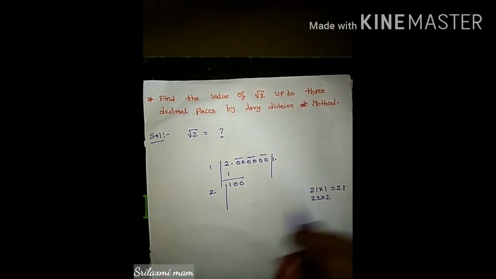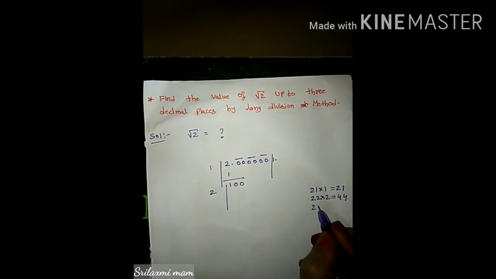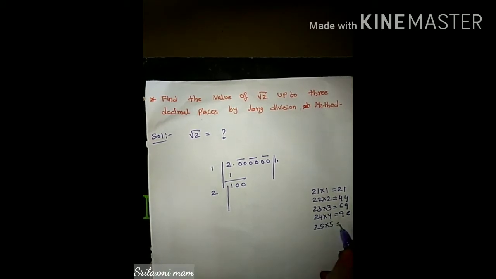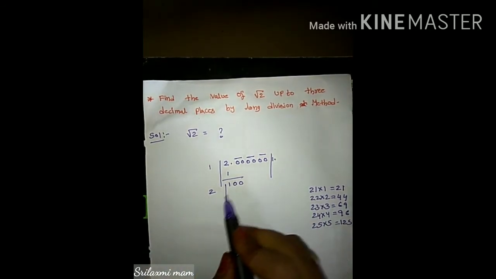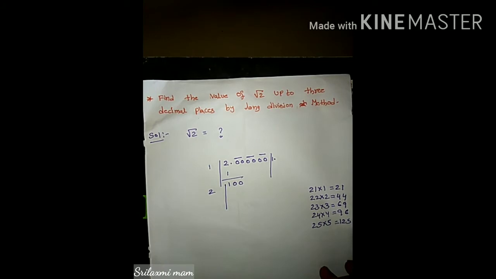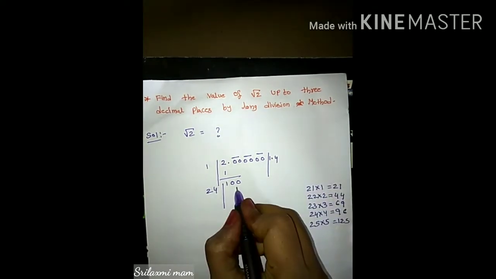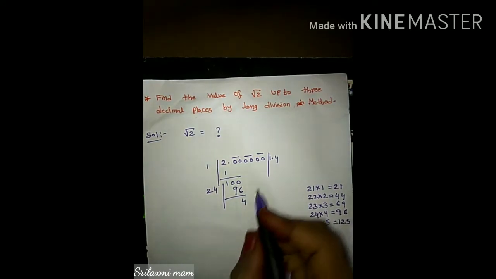That means 21 into 1 equals 21. So 22 into 2, 44. Next, 23 into 3, 69. 24 into 4, 96. We take 25 into 5, 125. We use the same number here. 25 into 5 is a bigger number, so we use 24 into 4, 96. Next, borrowing, that is 4.